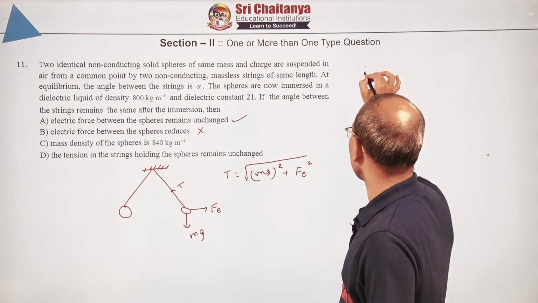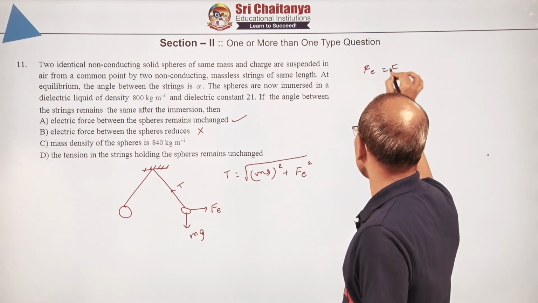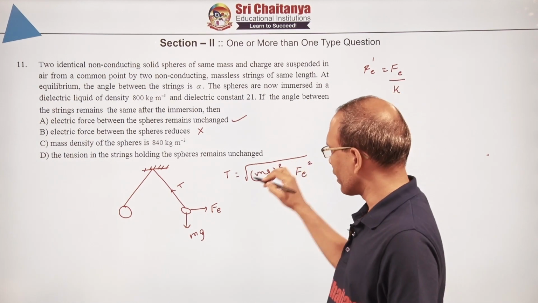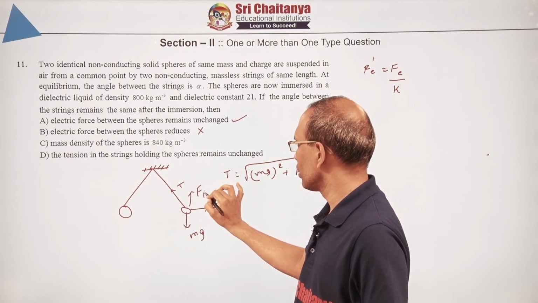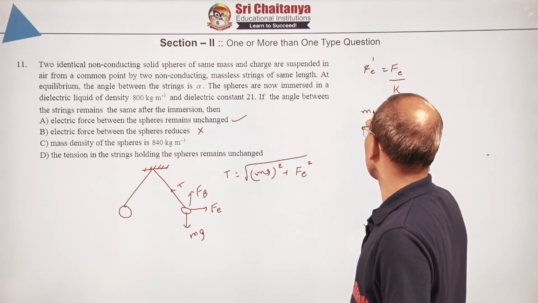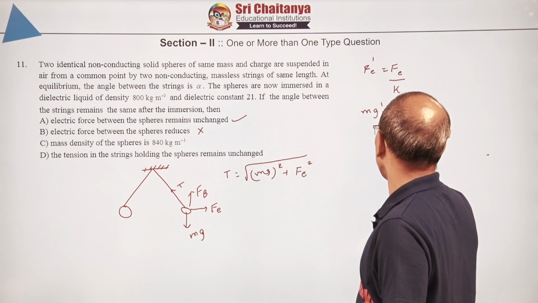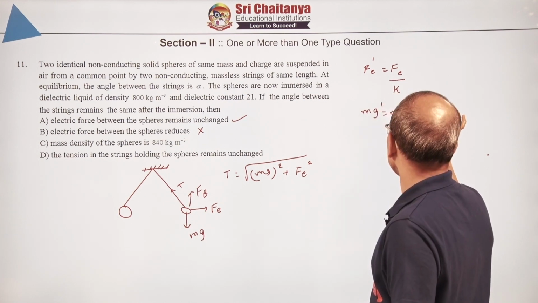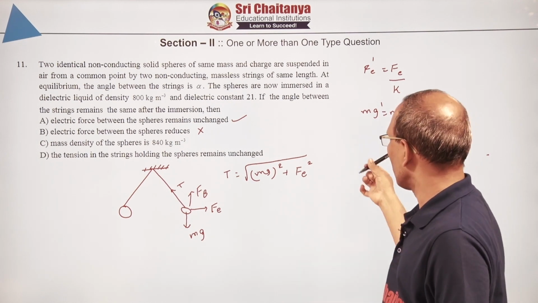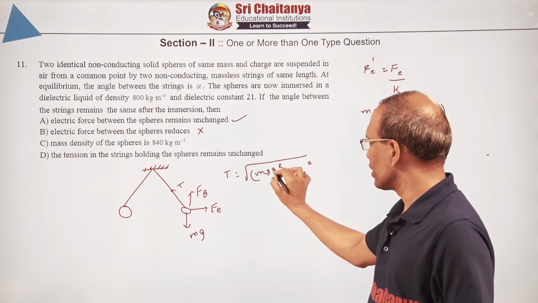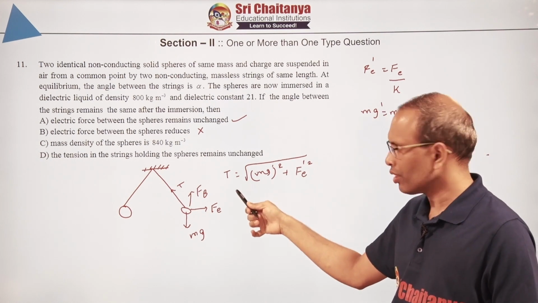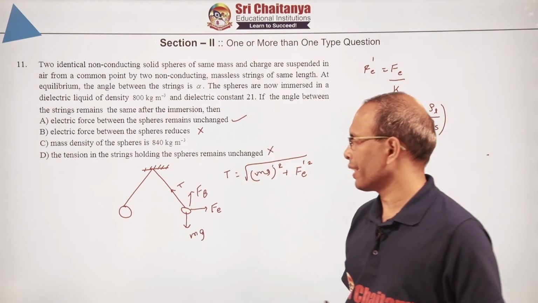Now when you immerse this in a medium of some dielectric constant, whatever that value will be, then Fe will be Fe dash, that is Fe by dielectric constant K, and similarly buoyancy will start acting now. So the resultant of mg and buoyancy, which we call the apparent weight, mg dash, is mg into 1 minus density of liquid by density of solid. Now the new T value will come from mg dash and Fe dash. So Fe dash is changing, mg dash is changing, so T will change. So option D won't be correct.